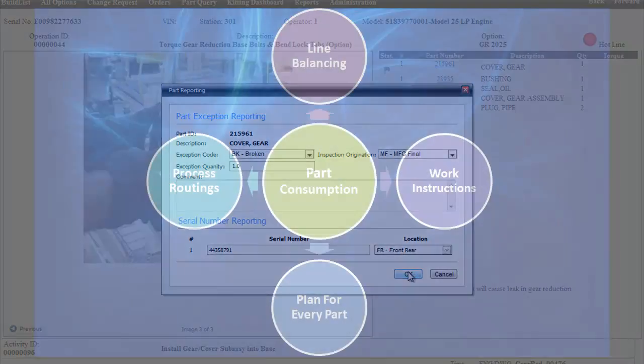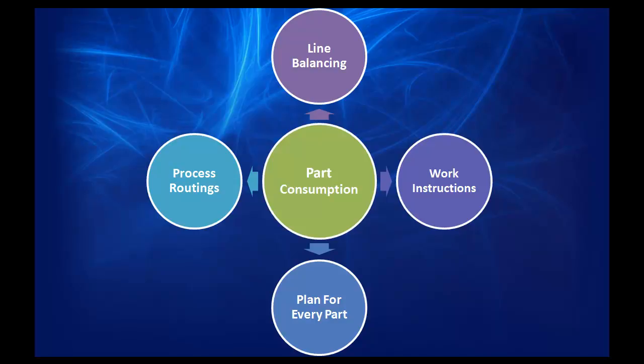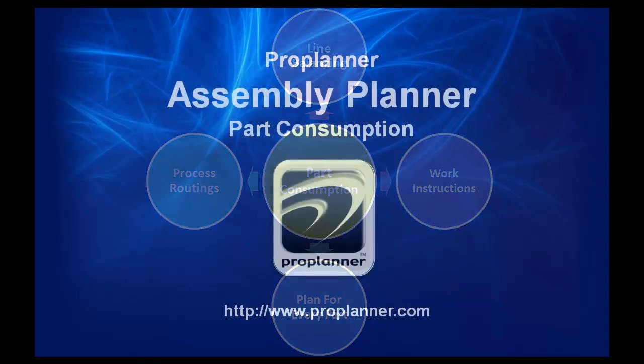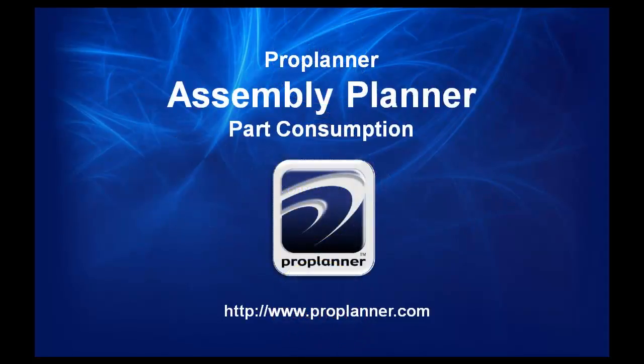As you have learned, part consumption is at the heart of the ProPlanner system. While ProPlanner offers many modules that use information that starts with consumption, whether you use one module or all of them, you will see an increase in efficiency in your overall manufacturing business operations. Please see the How to Map Part Consumption video to learn the details of mapping consumption in Assembly Planner.